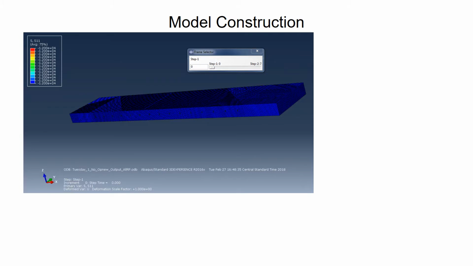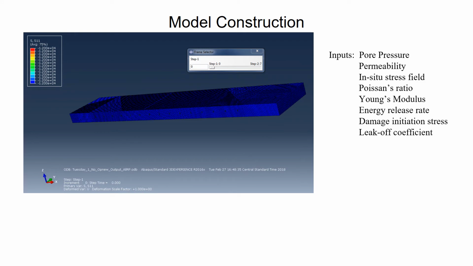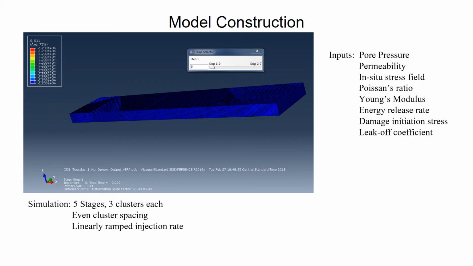The model allows a reservoir's specific parameters to be input, such as pore pressure, porosity, permeability, maximum and minimum in situ stress, Poisson's ratio, Young's modulus, critical energy release rate, damage initiation stress, and leak-off coefficient. We've used average shale values for our model, which will simulate 5 stages of a hydraulic fracturing treatment, each with 3 clusters, and the subsequent depletion of the reservoir.